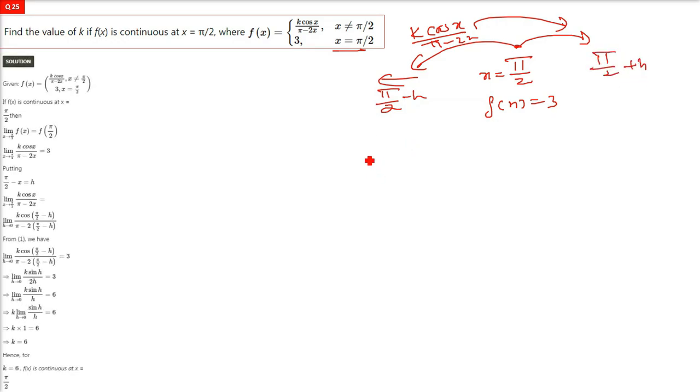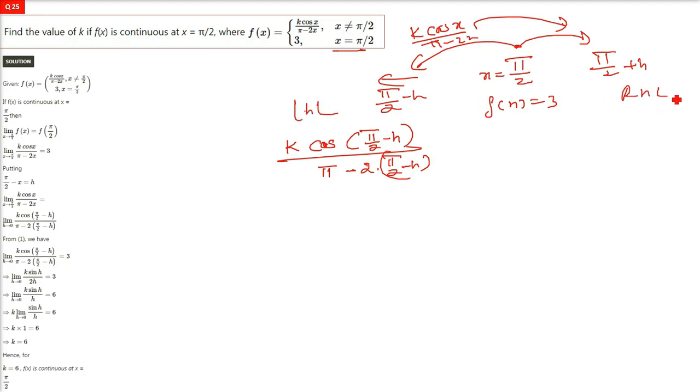Okay, so let us apply this here, and this application will be like this. I'm just putting the value right now, k cos, and in place of x I'm writing pi by 2 minus h, and this is pi minus 2 into, in place of x, just replace it by pi by 2 minus h. This is your left hand side. So I'm doing it for the left hand limit. Right hand limit, what you are going to do, same thing. Wherever x is there, replace it by pi by 2 plus h. So k cos pi by 2 plus h divided by pi minus 2 into pi by 2 plus h.